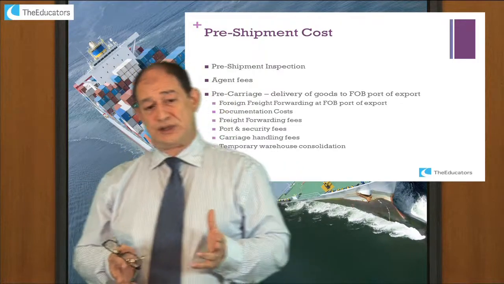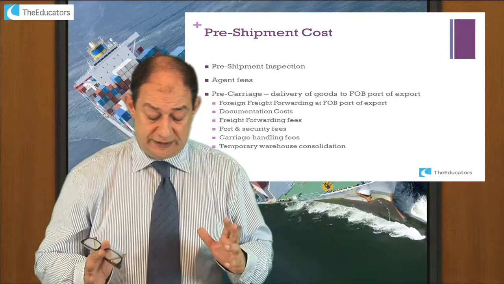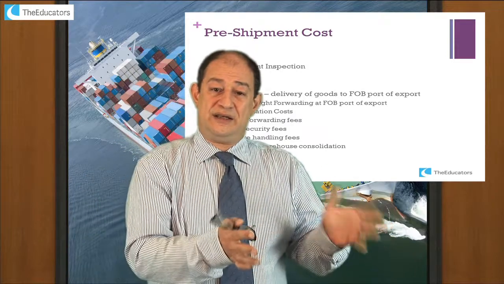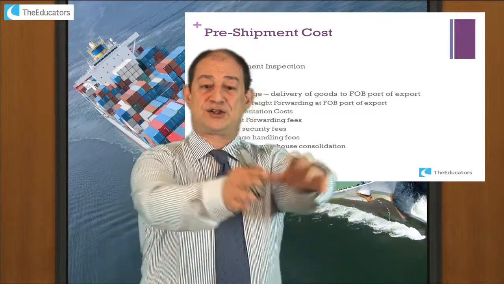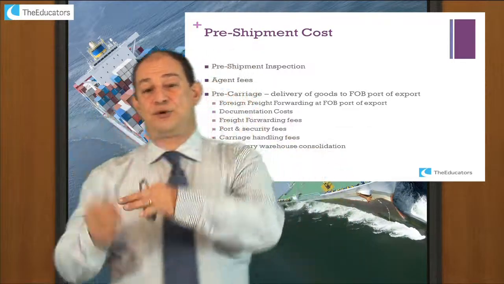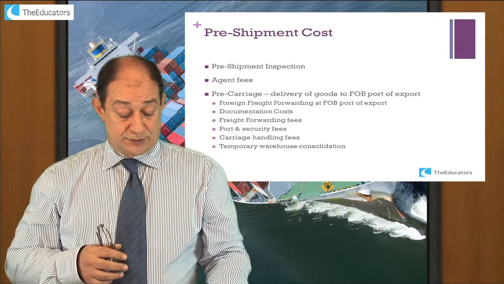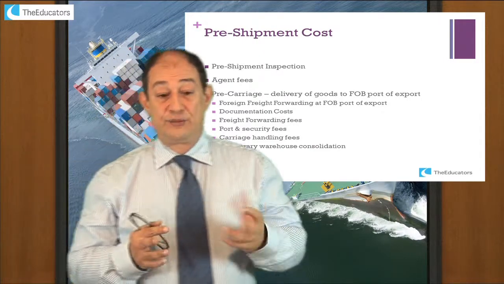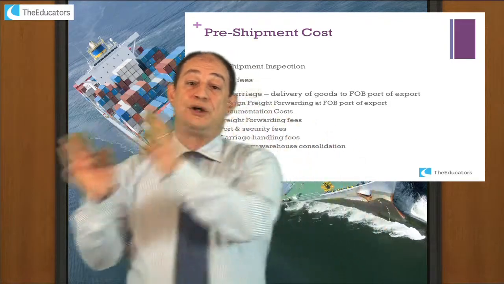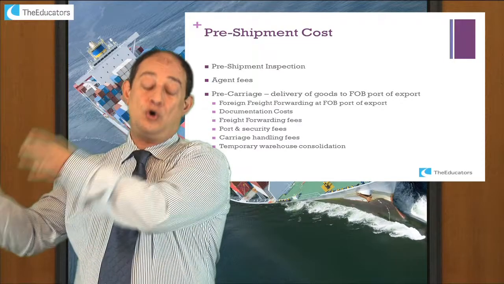Then the pre-carriage cost. The pre-carriage cost, the goods, if you're selling it, for example, FOB, if you say ex-works, all has to be done, ready for export, packed, and then uploaded to the buyer's transport mode. But if you're selling FOB, then you have the cost of moving the goods to port or to terminal, and then loading it as well.